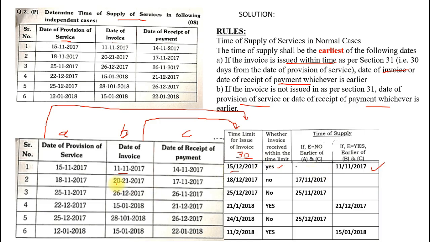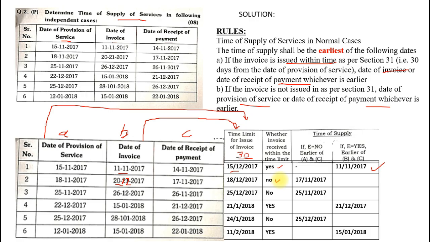Again, second, compare date of invoice. Date of invoice is 20th. It's not 21. This is a printing error in the question. It's supposed to be 12. So 20th 12 and 18/12, meaning 20th December and 18th December. Time limit was 18th December. Invoice was after the time limit. So I'll write it here: whether it was before the limit, no, it was after the limit.